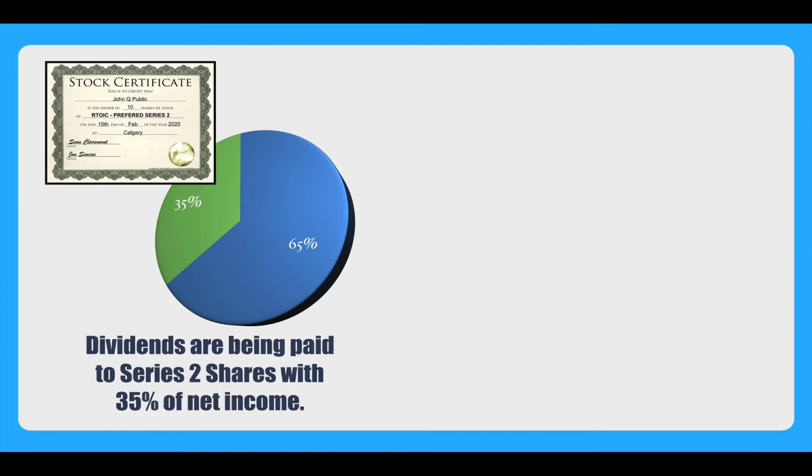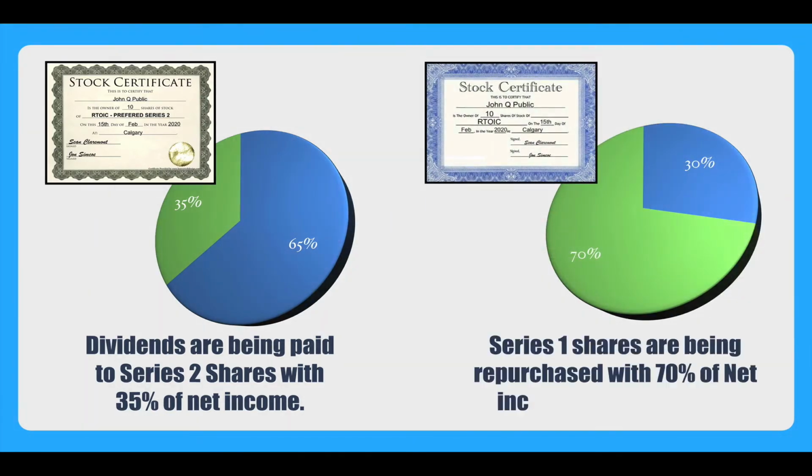The Series 2 shares are going to receive 35% of the net income as a dividend. 70% of the net income after the dividend are going to be paid to buying back the Series 1 shares and returning capital. Series 1 shares are going to be bought back on a first in, first out basis.